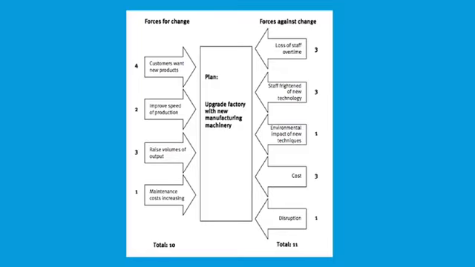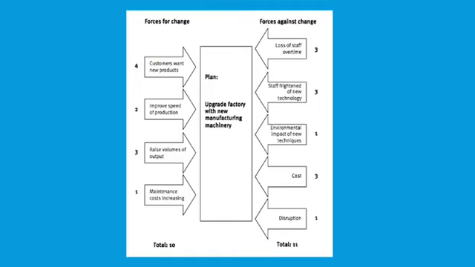So if we look at that quickly, we'll see the forces for are customers want new products, and the people that are involved in this problem solving technique felt that this had a 4 rating, so it was quite a strong force to motivate that we should upgrade the factory. The second positive was improve the speed of production, and they felt that that had a 2 rating. The increase in the volumes of output had a 3 rating, and the maintenance cost increasing had a 1 rating. So if we add all that together, the 4 plus the 2 plus the 3 plus the 1, we get a total of 10. So in this case, the forces for equaled a value of 10.